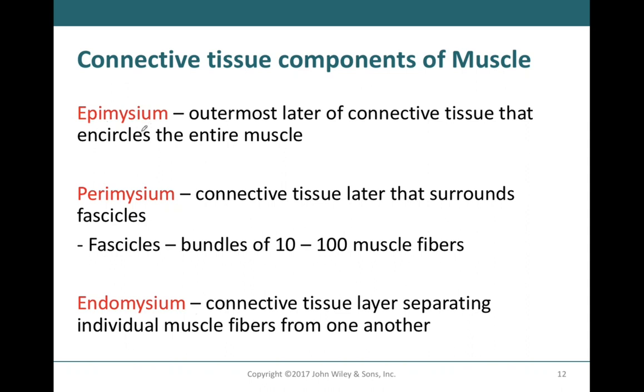So first and foremost is the epimysium. Epi means upon, so this is going to be the outermost layer of connective tissue, and it's going to be wrapping around the entire muscle itself. So the epimysium is a layer that wraps around the entire muscle.